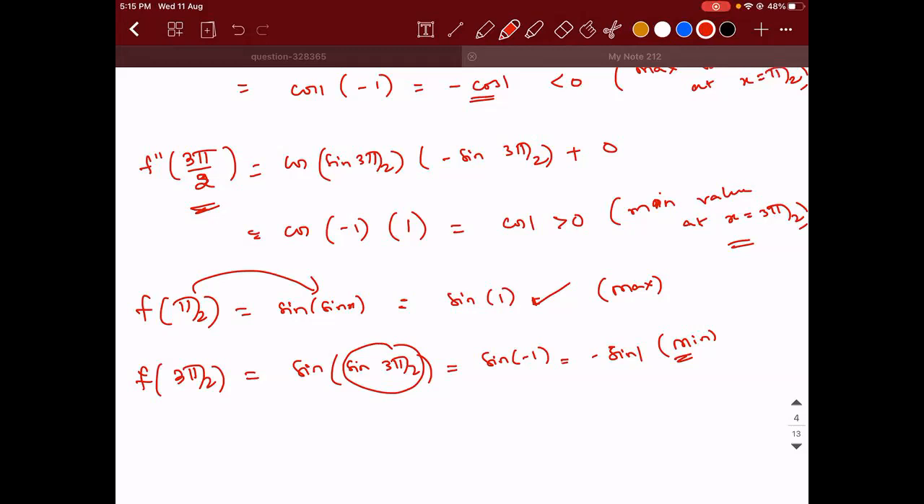Okay, sir. I have a doubt, sir. Why did we take x equal to pi by 2 and 3 pi by 2 specifically?